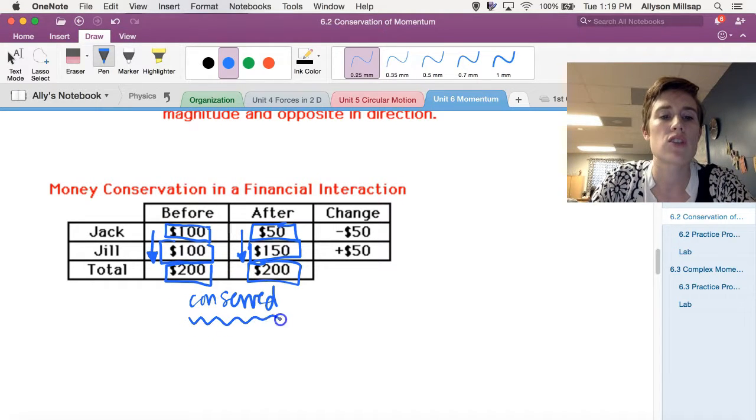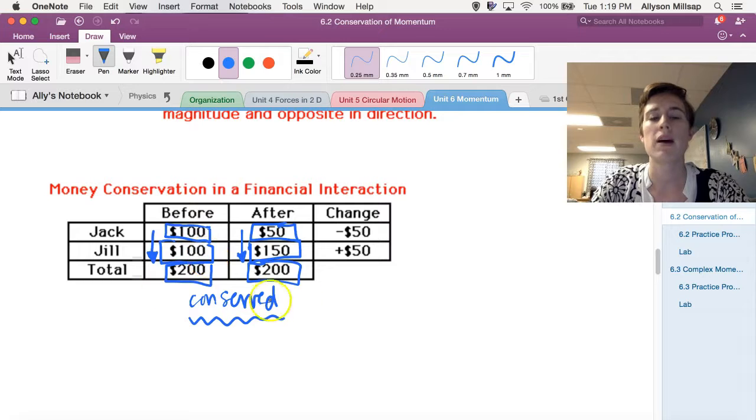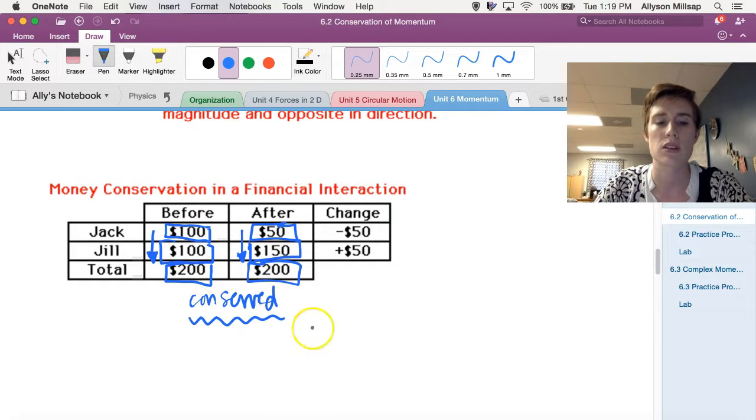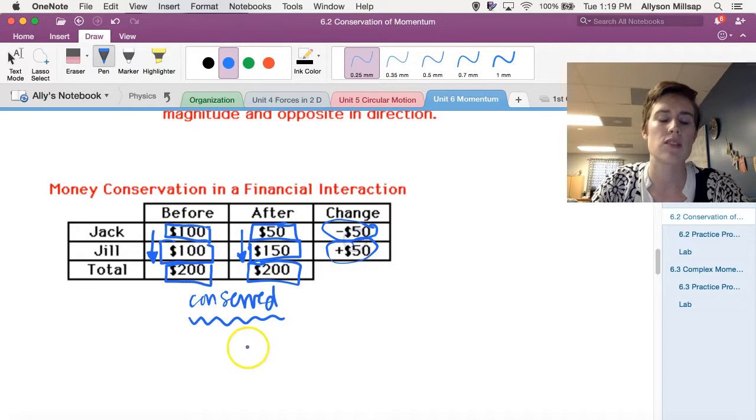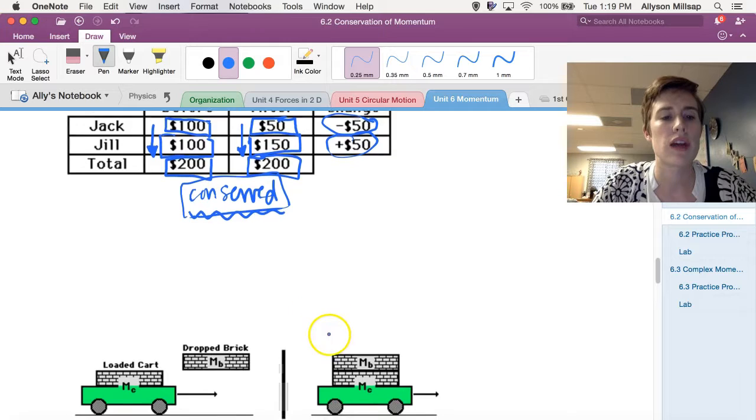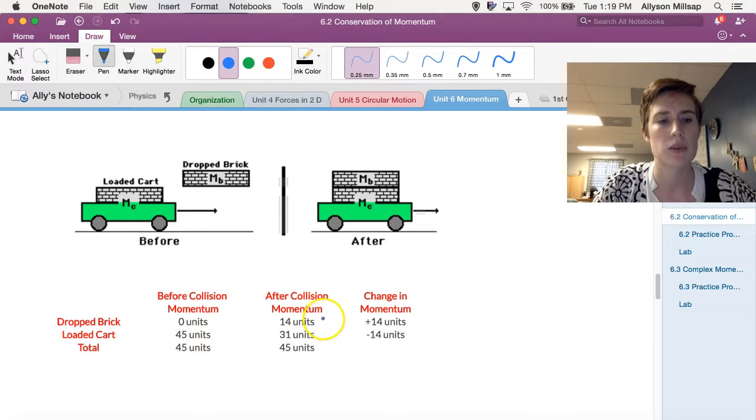So the conservation of momentum means that if Jack runs into Jill and he gives her some of his money, the total money is still there. Money can't disappear, money can only change hands. So same thing with our law of conservation of momentum. Momentum can only change hands, okay? So Jack lost $50, Jill gained $50, but the actual total amount was conserved. So now let's look at it with a real momentum example.